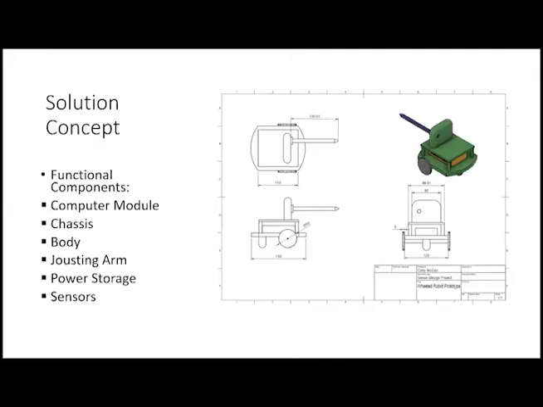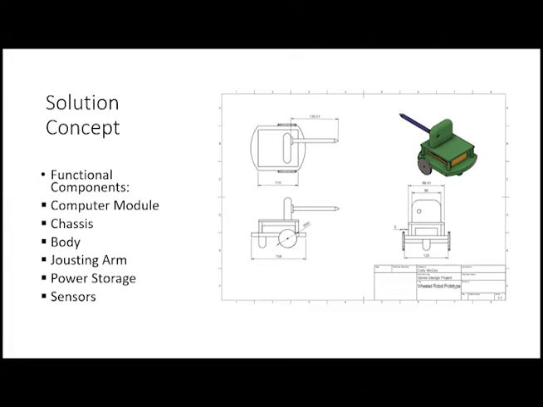The drawing shown here was the conceptual design of the robots. The computer module could either be an Arduino or Raspberry Pi. The chassis design with 2 motors and a caster wheel is what we believe to give the best range of motion. The body of the robot would act as a platform for all the other components.